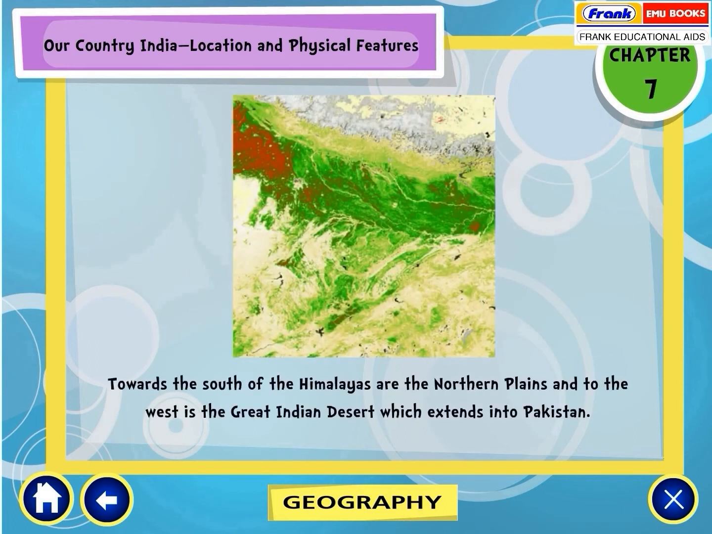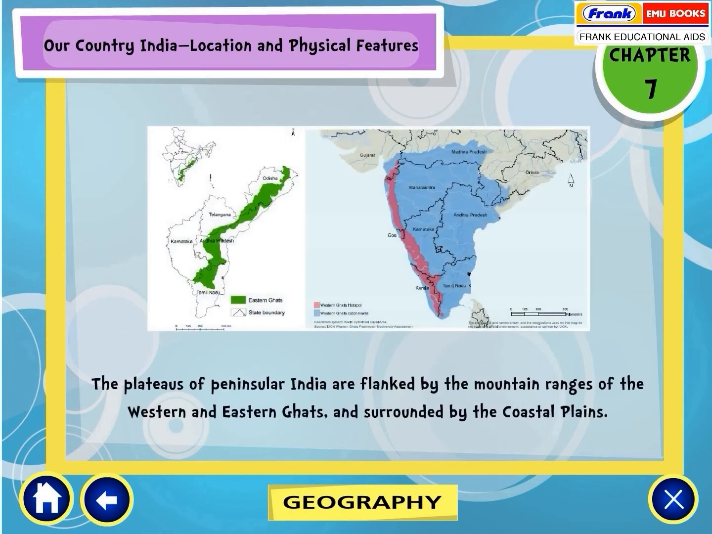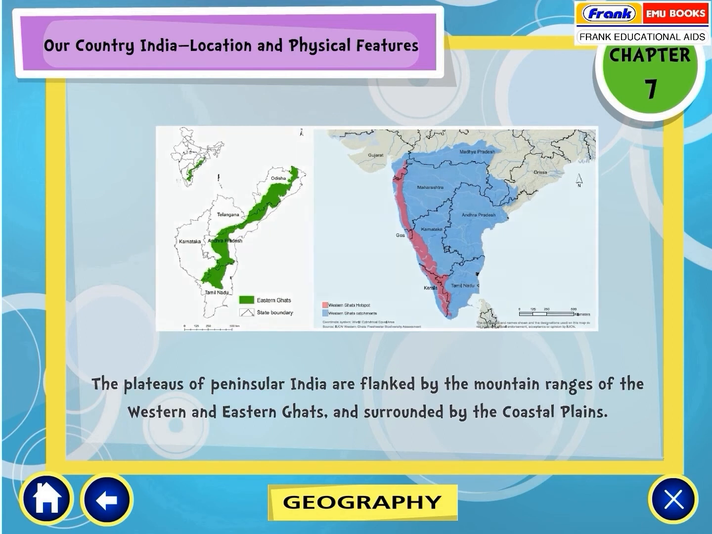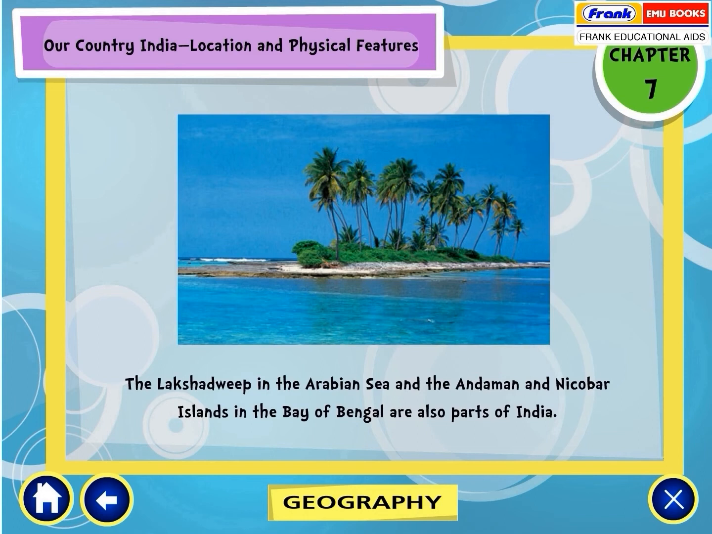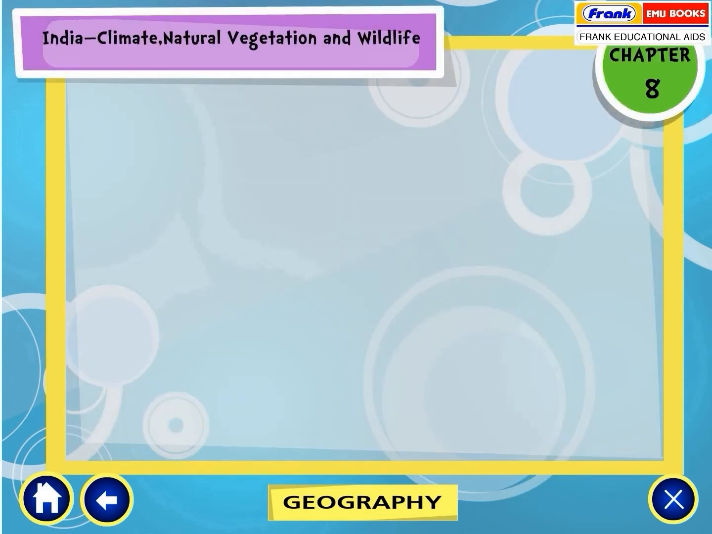Towards the south of the Himalayas are the northern plains, and to the west is the Great Indian Desert, which extends into Pakistan. The plateaus of peninsular India are flanked by the mountain ranges of the western and eastern Ghats and surrounded by the coastal plains. The Lakshadweep in the Arabian Sea and the Andaman and Nicobar Islands in the Bay of Bengal are also parts of India. India, climate, natural vegetation and wildlife.